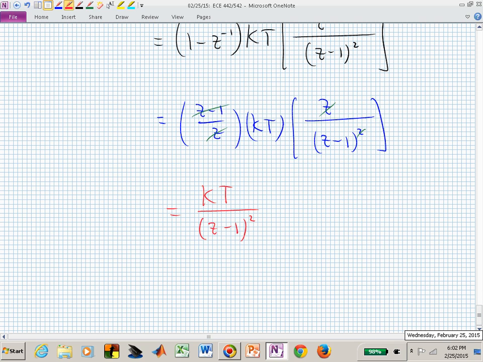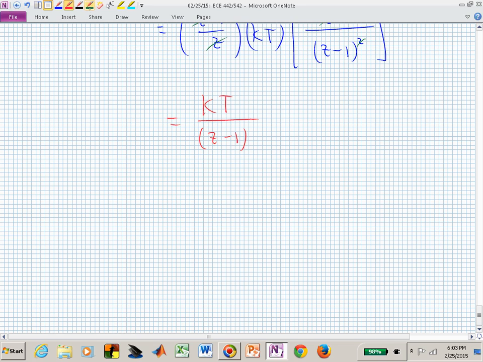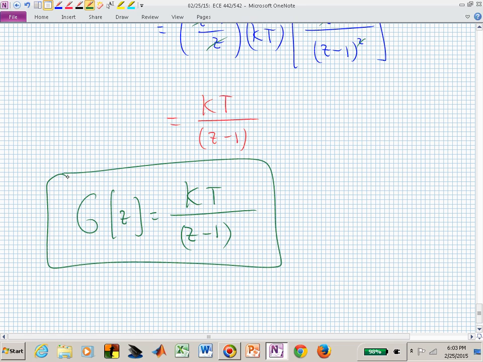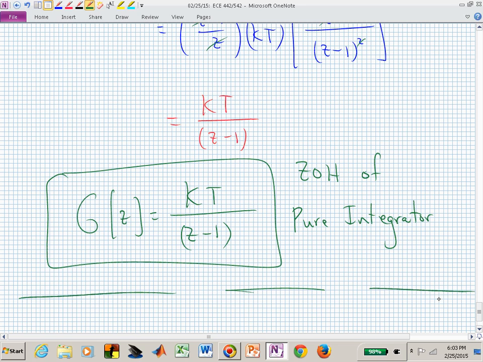and I'm left with the result that I needed, which I'm just checking to make sure everybody's awake. It's now kt over z minus 1. And that's now the zero order hold equivalent of a pure integrator. Well, with a gain of k attached to that integrator, we now have g of z is equal to kt over z minus 1, which is the zero order hold of a pure integrator, and we derived that by hand.